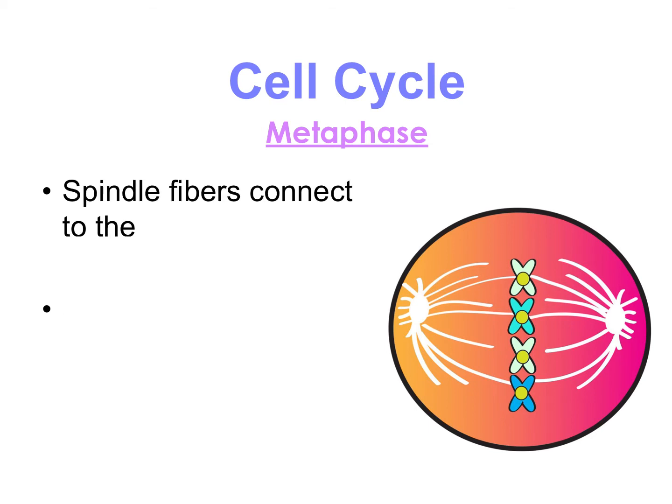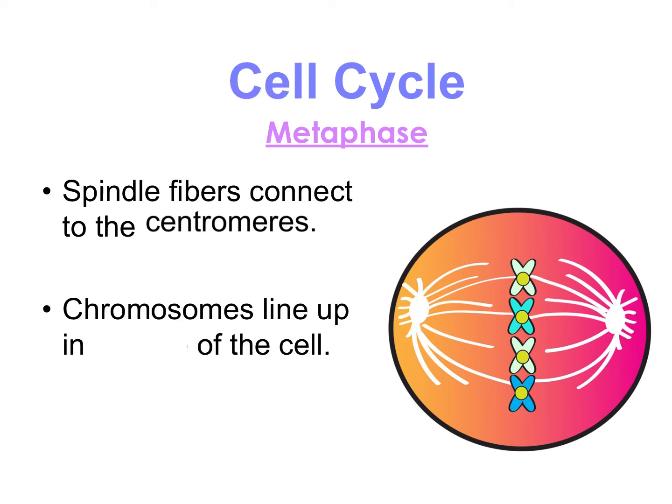The next phase in PMAT is our M, metaphase. And in metaphase, our spindle fibers are going to connect to the centromeres. The second thing that's happening in metaphase is that our chromosomes are lining up in the middle of the cell. So I like to remember metaphase by their meeting in the middle. So in metaphase, our chromosomes line up in the middle. They get moved there by the spindle fibers. They're going to pull them into place.